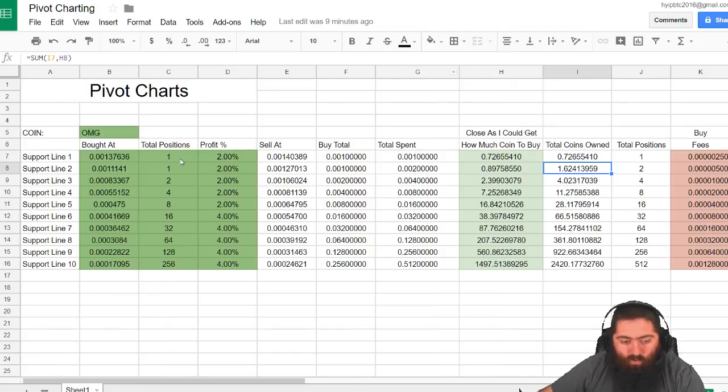If you have one position here on your pivot chart and the price goes up to your selling point to make your 2% profit, then you sell your one position only. And the one position bought you 0.72.